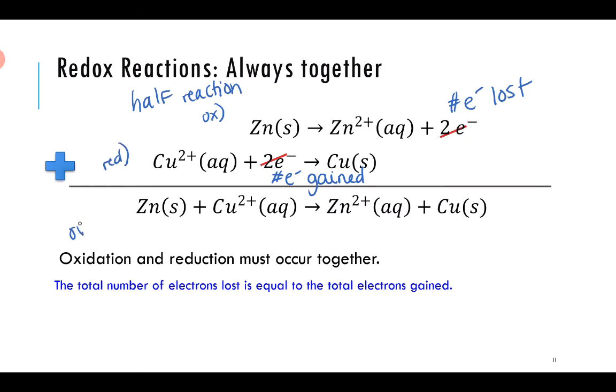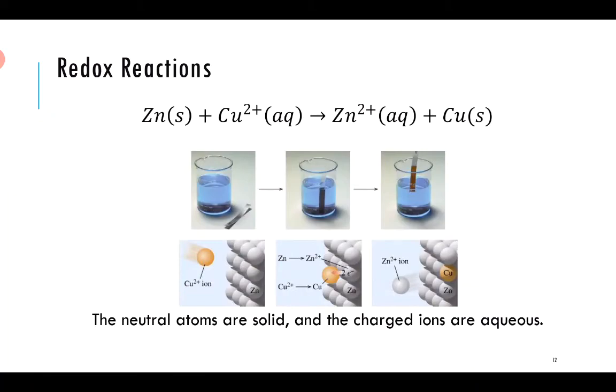And the overall reaction will include both halves together. And you can see the arrow is like our equal sign here. Everything that's on the product side stays on the product side, and everything that's on the reactant side stays on the reactant side. But we can cancel out the electrons because we have that same term on both sides of the equation. So we would report the overall equation without the number of electrons written, but we can tell how many electrons were transferred by looking at the charges.